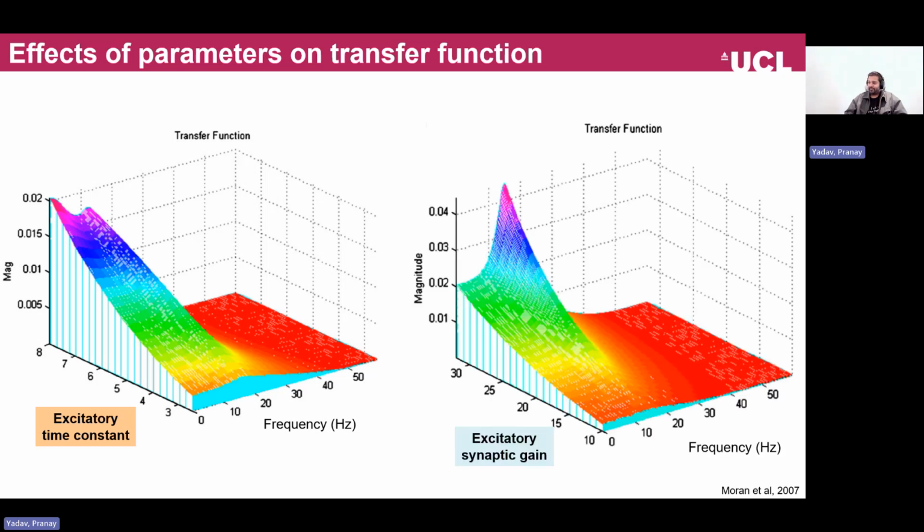Similarly, the excitatory synaptic gain also produces a similar effect in the lower frequencies, but it has a pronounced effect on a very narrow range of frequencies from 16 to 20 hertz, which rise quite steeply.